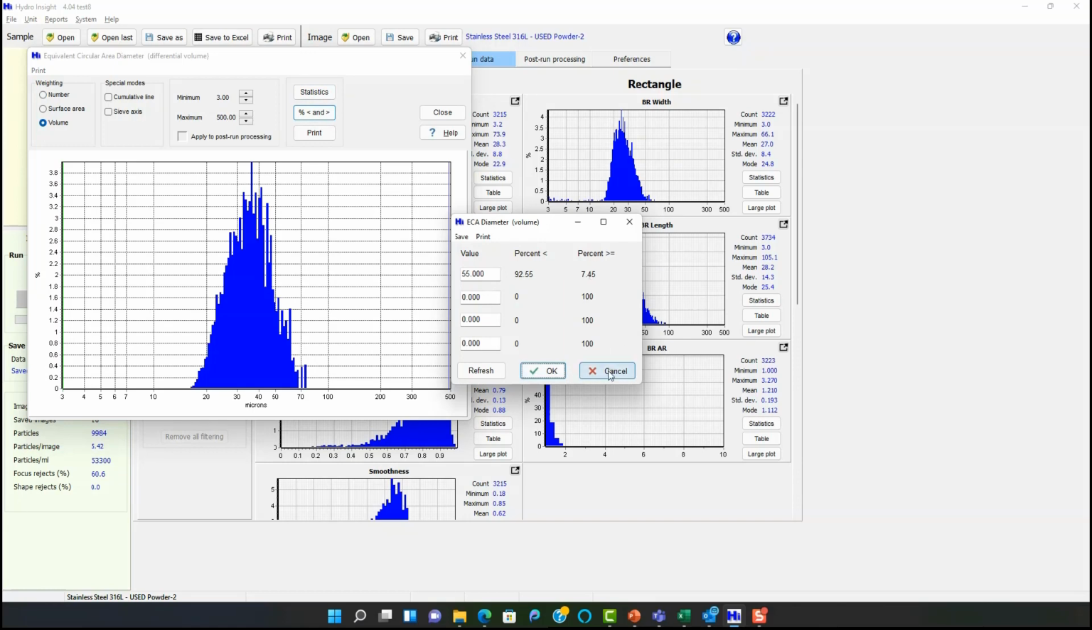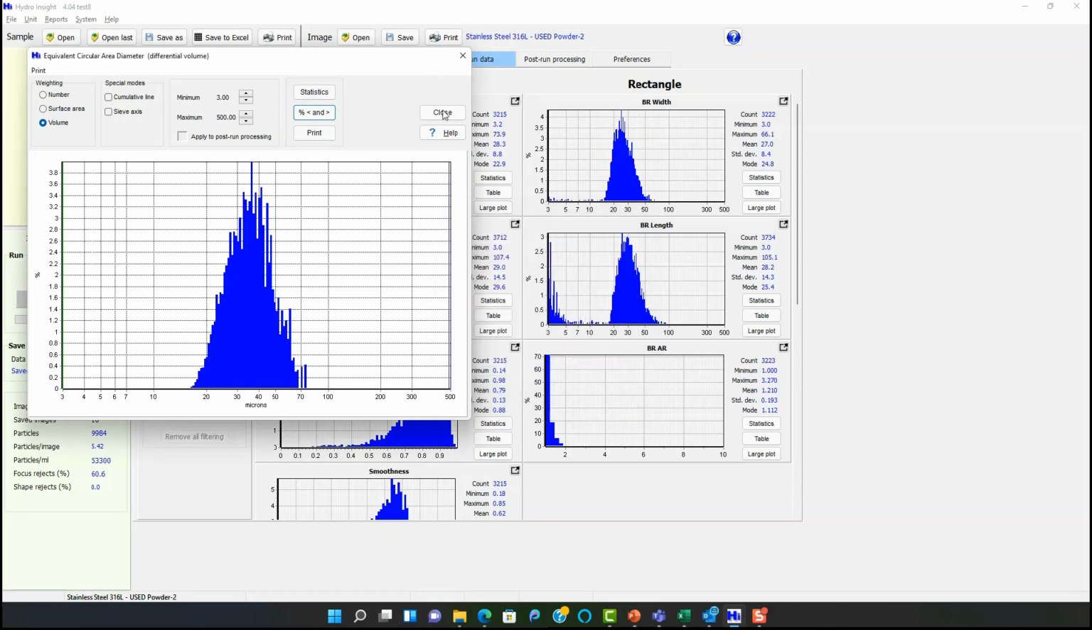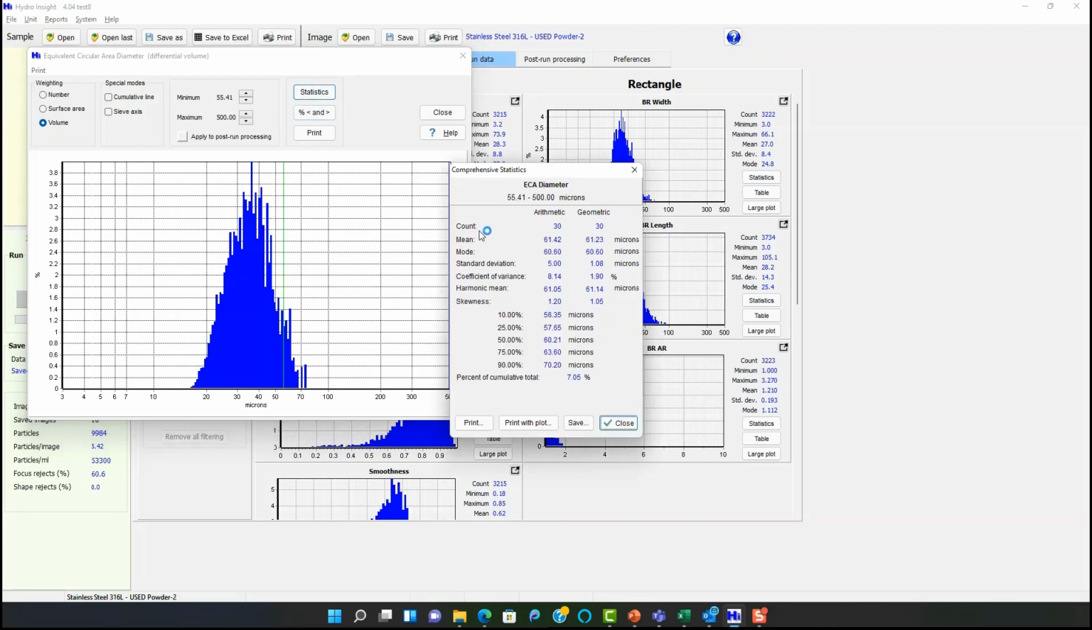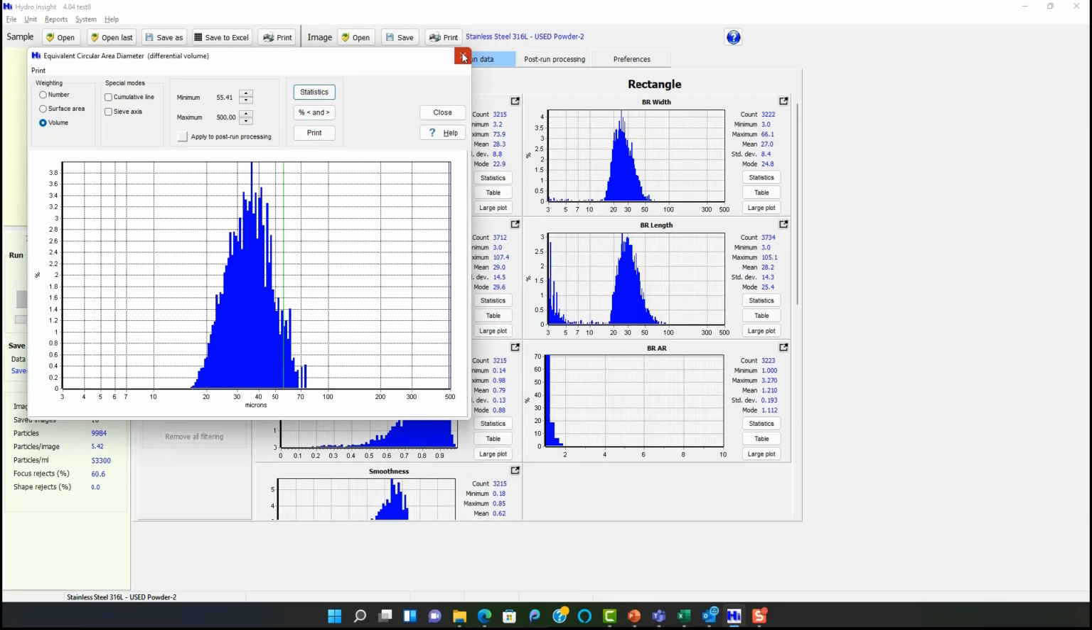So 7.4%, very close. And then we can look to see what that looks like. If we wanted to do it this way, we could do it graphically as well, just by the graphs, or I did it with a percent greater or less than, but about 7%, so very close.